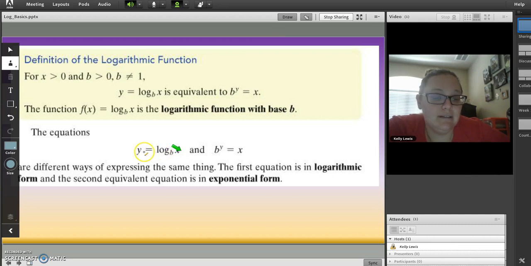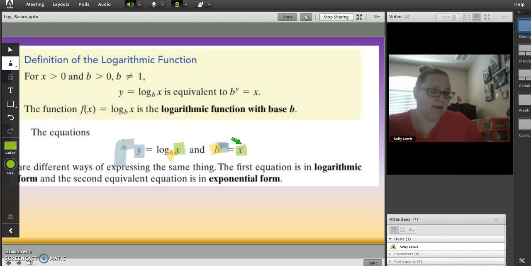To write them like each other, notice where the stuff goes. What equals is the exponent. The base on the log is the base underneath the exponent. And then the big number for the log is what equals over here. So maybe just write that pattern down. There are two different ways to say basically the same thing.